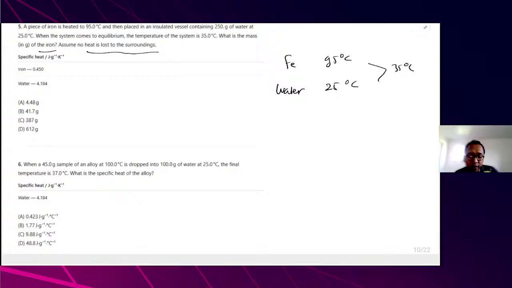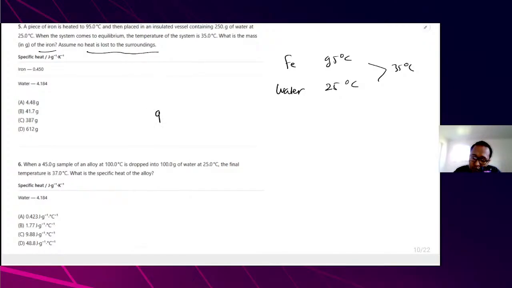So it is kind of like the previous one. However, now we need to do calculation. Which one gains energy? It will be water, right? Gaining energy happens in the cold object, so the colder one is water.